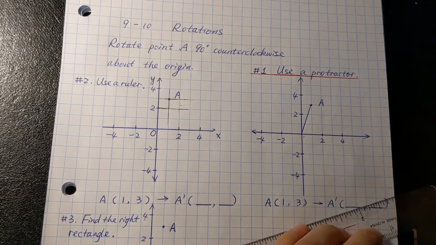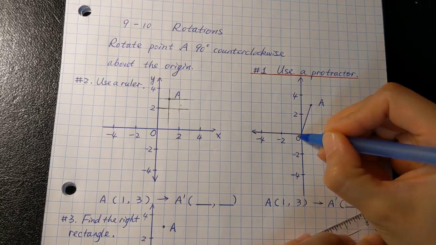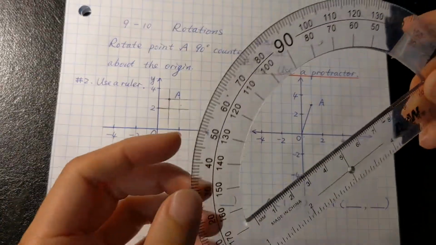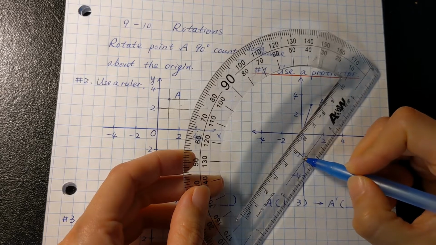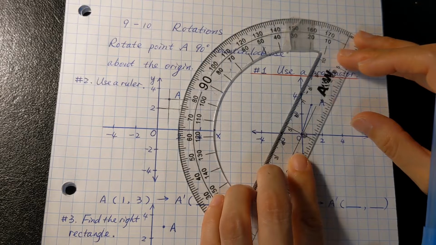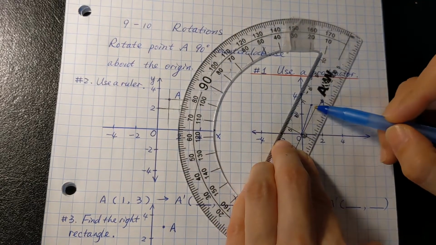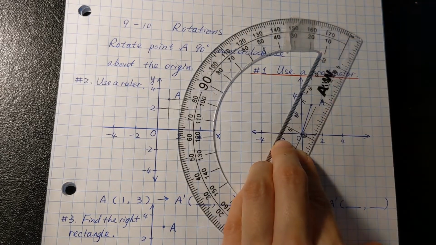Step 2, make a 90-degree angle along OA. This is the origin O. Now put the vertex of your protractor, or what we call the center point over here, on the origin. Place the center on the origin. And then you need to line up OA, my blue line segment OA, with the 0-degree mark of the protractor.